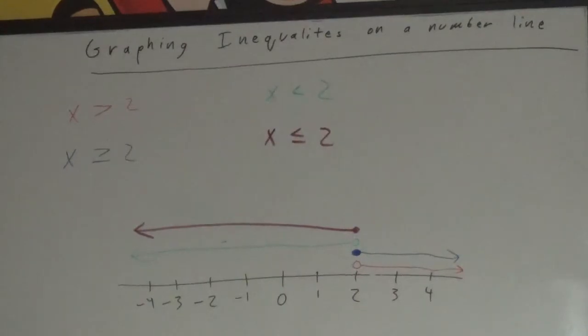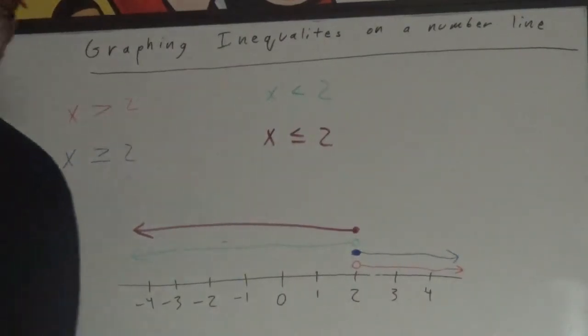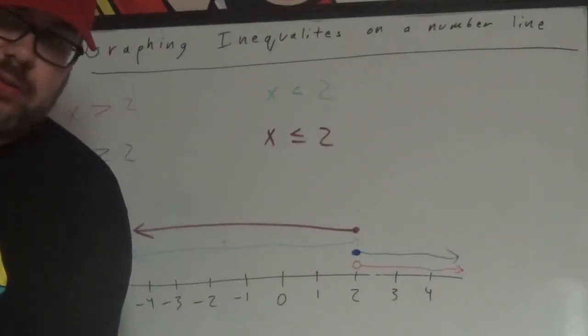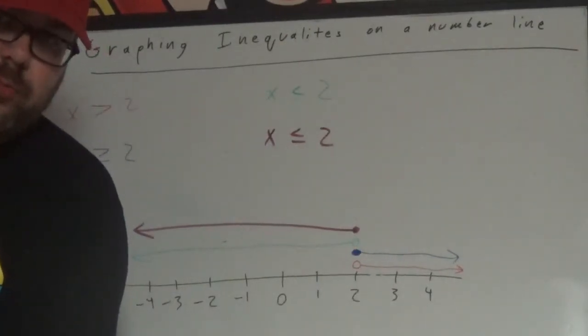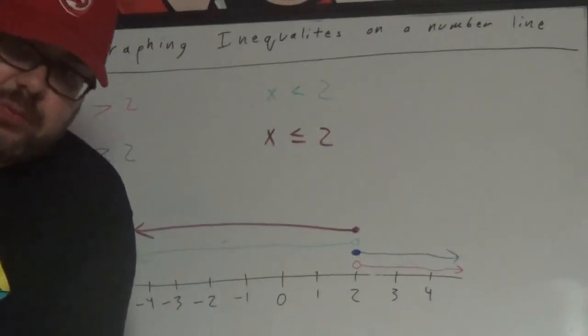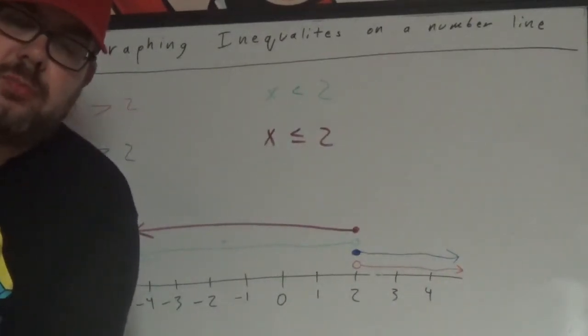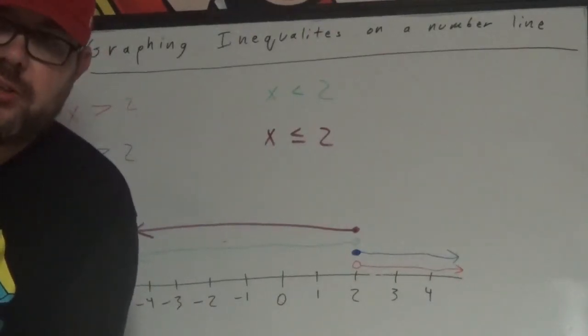And that's it. So, graphing inequalities on a number line, that's all you're doing, looking for 3 things. Where are you plotting the point? Is it an open circle or a closed circle? And which direction does the arrow go?